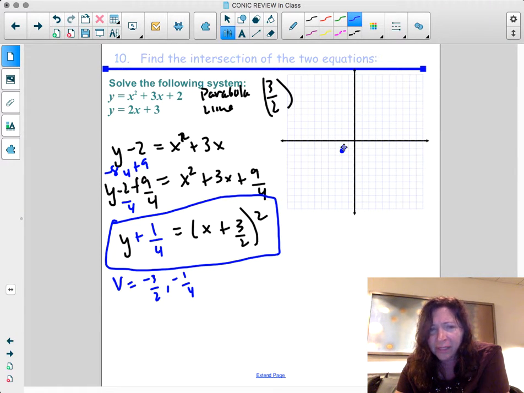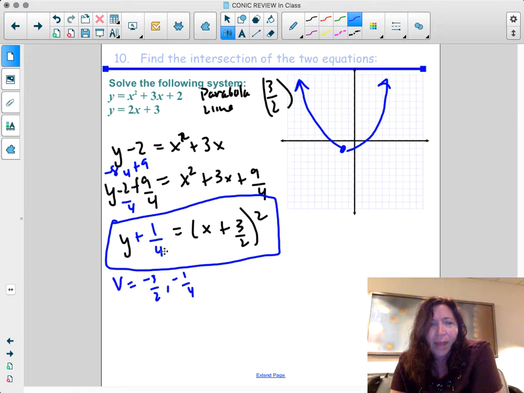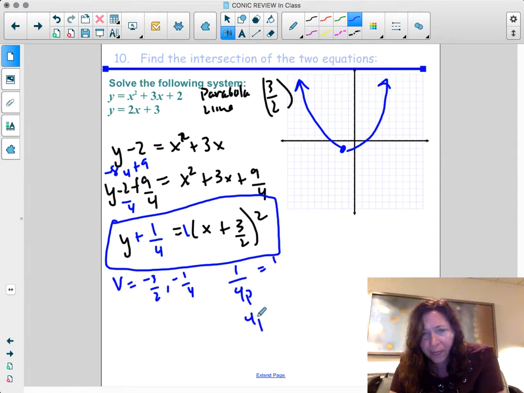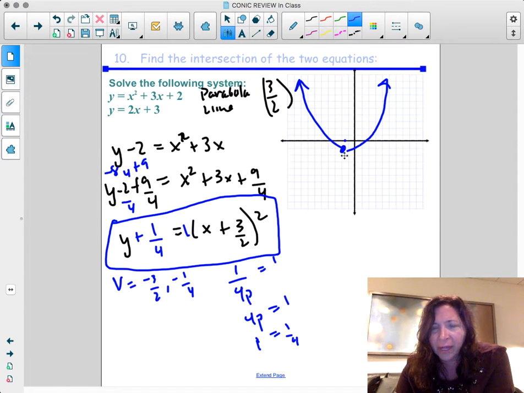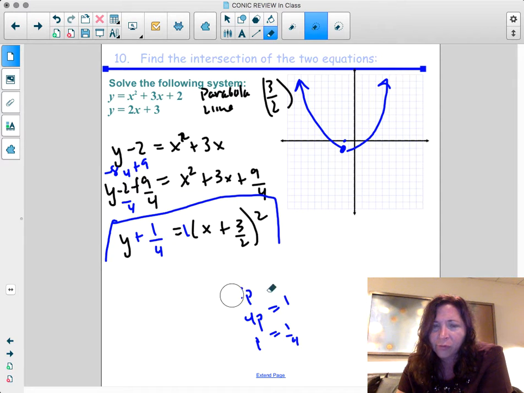So there's my vertex. Because it's y equals x squared, I know my graph is going to go up like this. I just don't know how wide it is. Remember, this is 1 over 4p. This is equal to 1, so 4p is equal to 1, so p is equal to 1/4. So my focus point is not very far. Now, that's not helping me solve this, so I'm going to erase all that. All that did right now was graph my parabola.